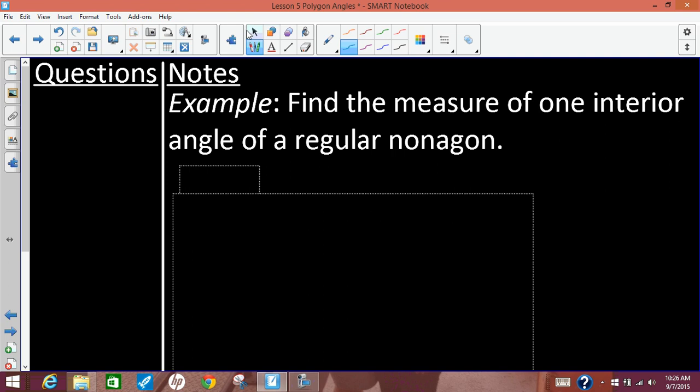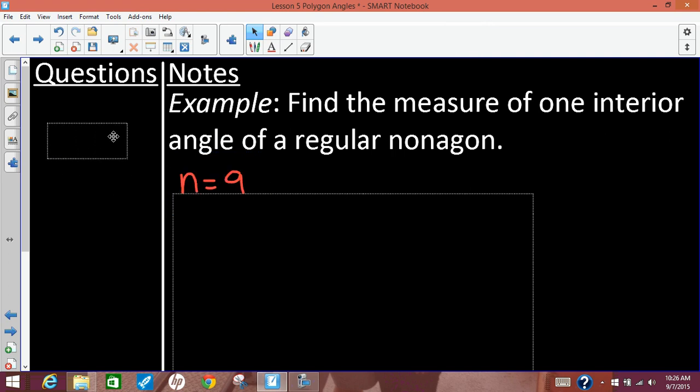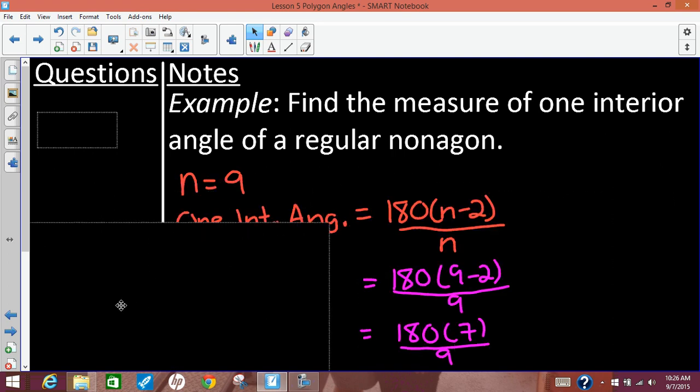So go ahead and give this example a shot. Pause the video and find the measure of one interior angle of a regular nonagon. So we need to know that a nonagon has 9 sides. So n is 9. And then we can write our formula, write it down every time, and we plug in 9 in both spots for n.